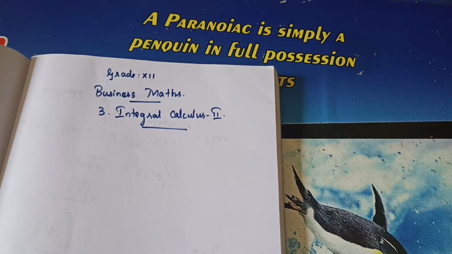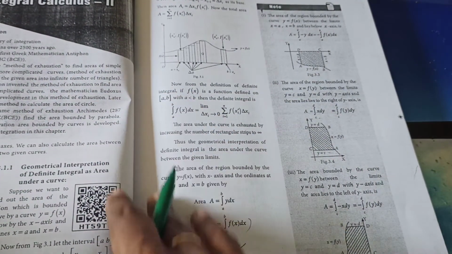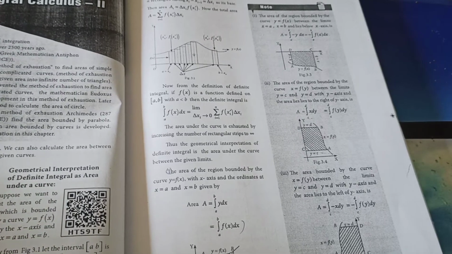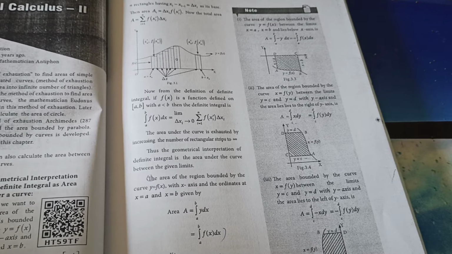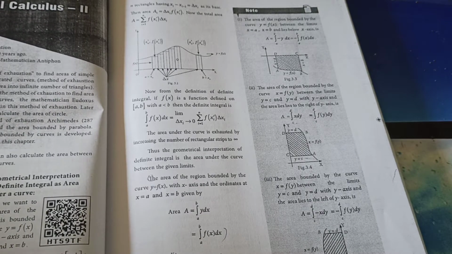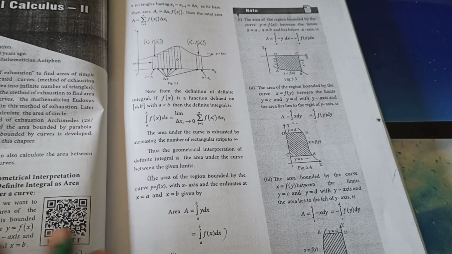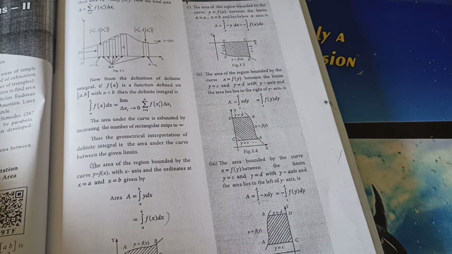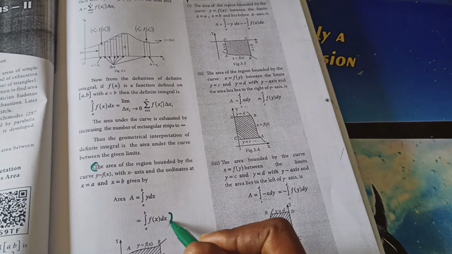Understand? Okay. The chapter name is Integral Calculus 2. In this chapter the first section is the area of a region bounded by curves. The main thing is we are going to find the area of a region that is bounded by a curve. So all of you put down the heading Unit 3, Integral Calculus 2, then take down from here into your notes.